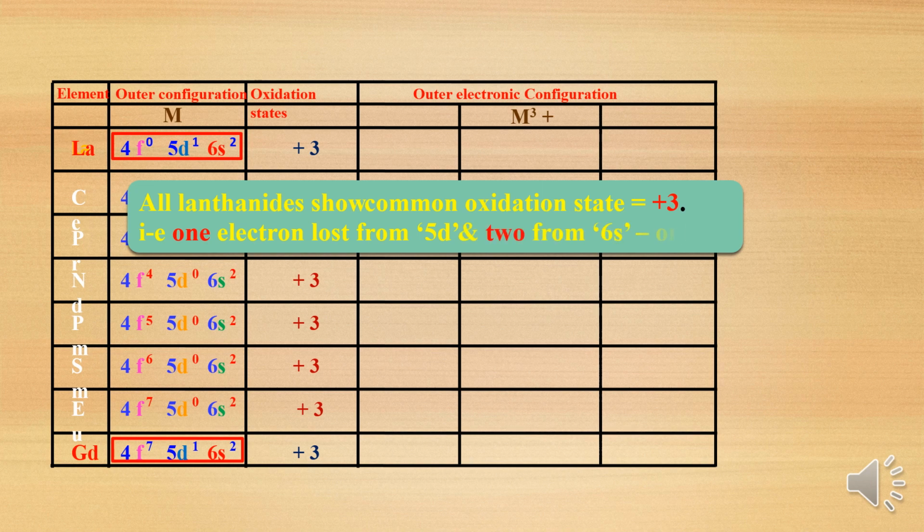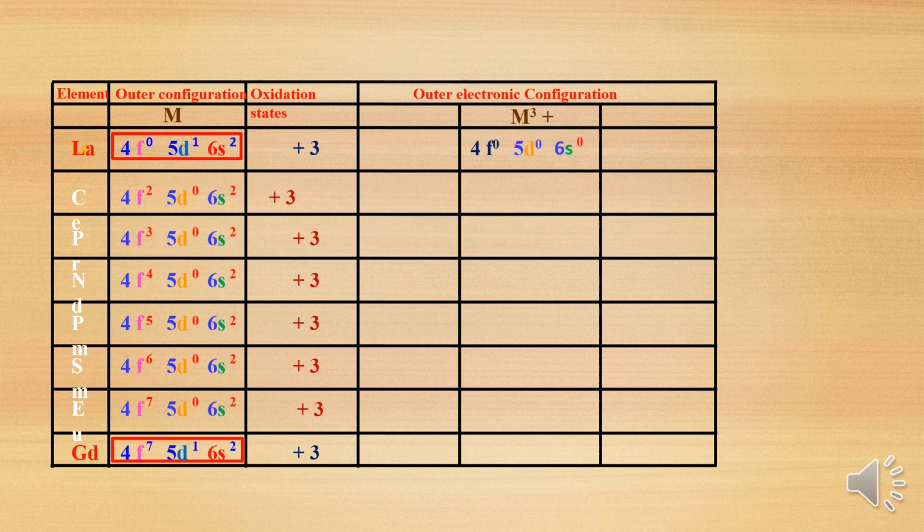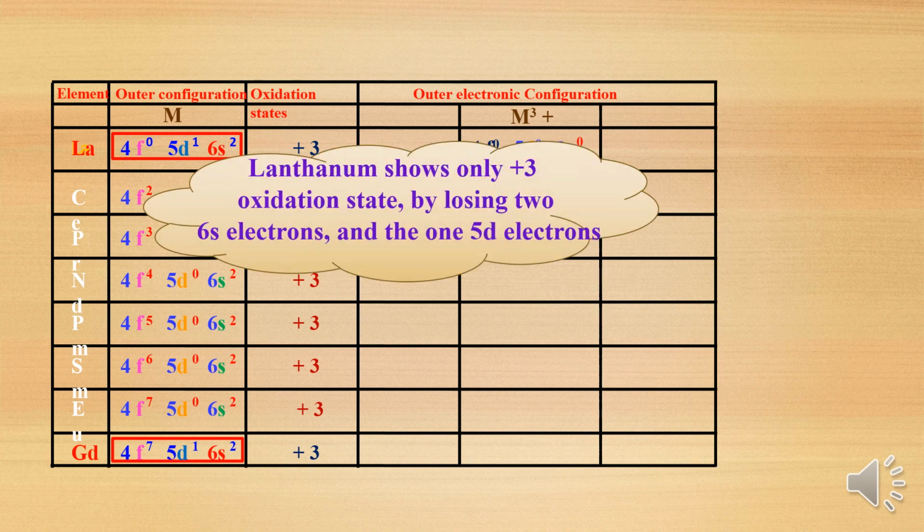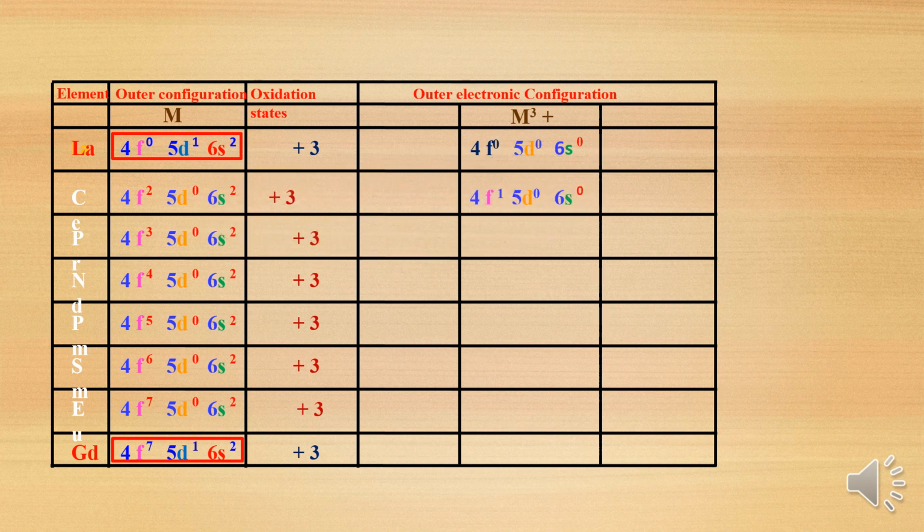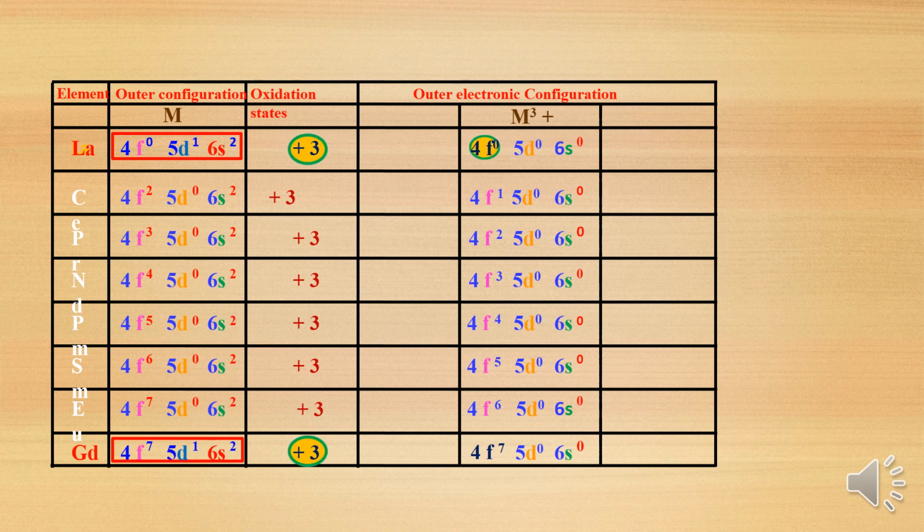One electron is lost from 5d and two from 6s orbitals. When it is in the +3 oxidation state, you can see the electronic configurations: two electrons are lost from 6s and one electron from 5d. You can see the electronic configuration when the metal possesses the +3 oxidation state. Lanthanum is 4f0 5d0 6s0. Then next comes cerium, 4f1 5d0 6s0. In the next element only one electron increases in the 4f orbital. There is not much difference here.